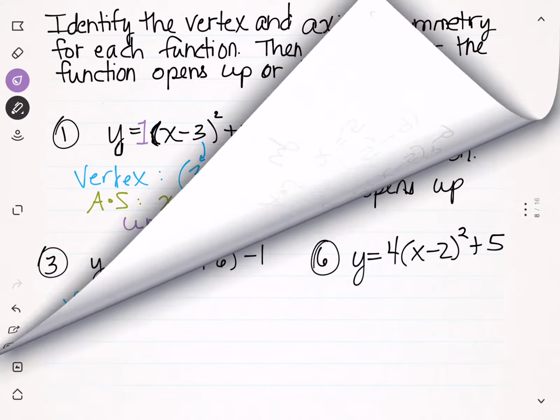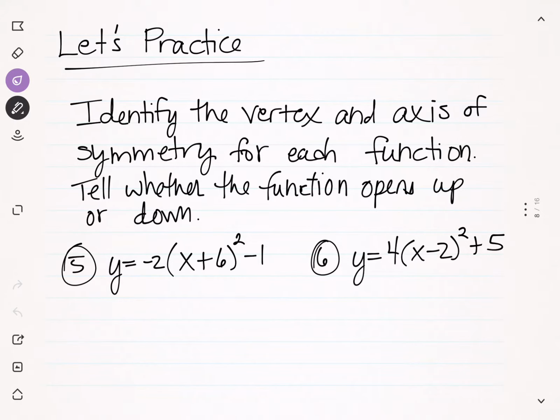So what I want you to do is go ahead and pause the video, and you're going to try problems 5 and 6. You're going to identify the vertex and the axis of symmetry, and then you're going to tell whether the function opens up or down. When you're ready to check your answer, go ahead and resume playing the video, and we'll talk about the answers for problems 5 and 6.